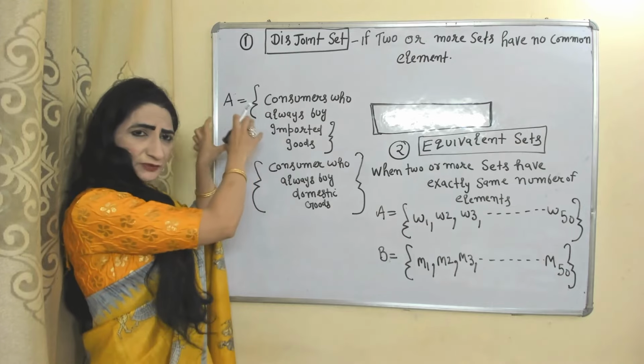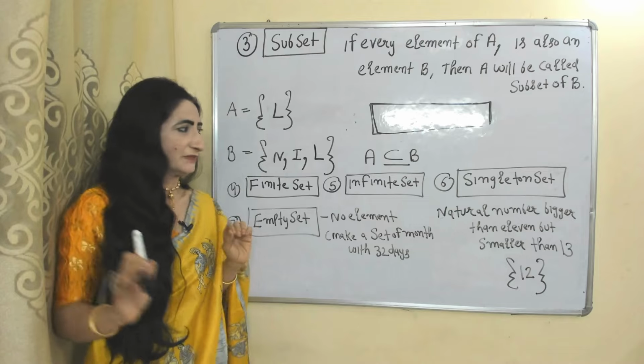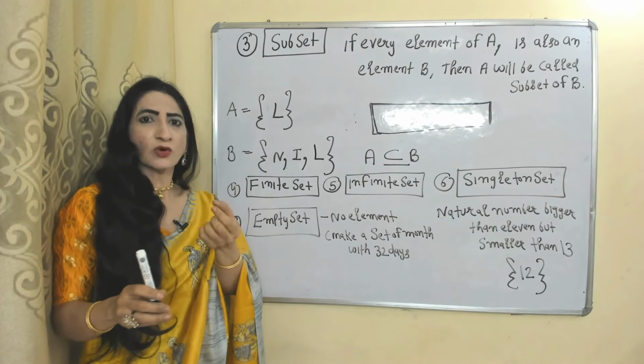Equivalent set. When two or more sets have exactly the same number of elements. This set includes 50 workers, this set includes 50 machinery. Both sets have exactly the same number of elements, so it is called an equivalent set. A finite set consists of a countable number of elements. An infinite set includes an uncountable number of elements. A singleton set includes only one element.